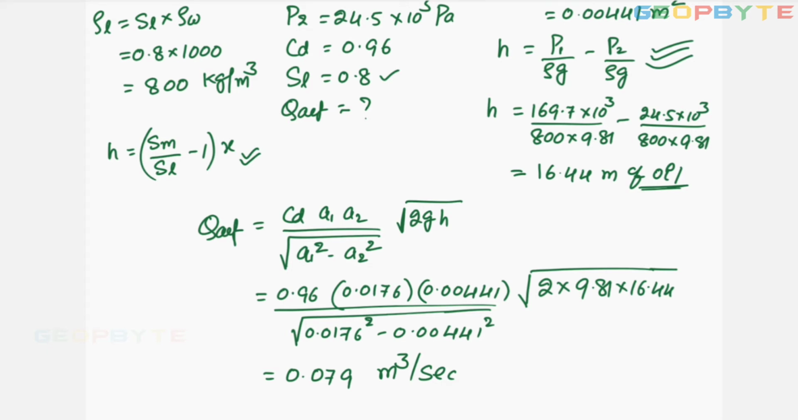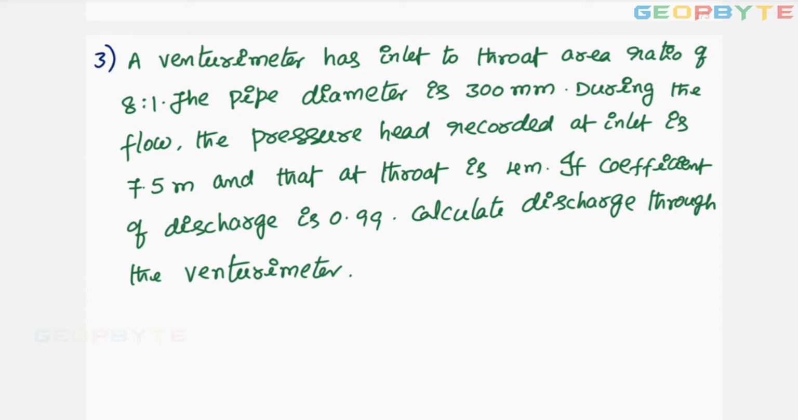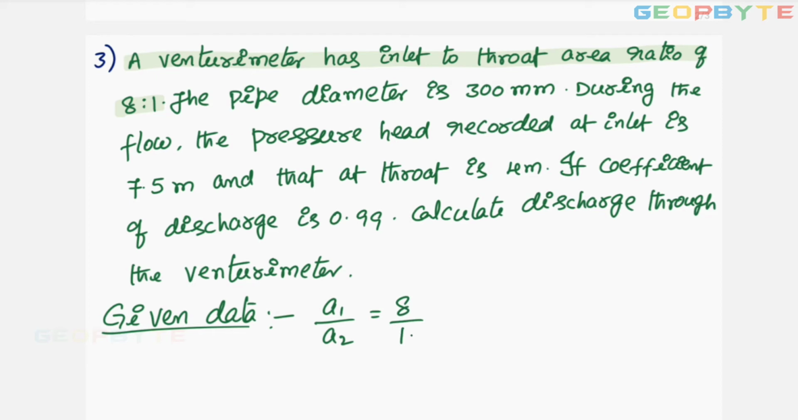Let us take another problem. Look at the next problem. A venturi meter has inlet to throat area ratio of 8:1. That means A1 by A2. It is given like this. Let us write the given data. A1 by A2 equal to 8 by 1. Let me write clearly. 8 by 1. The pipe diameter is 300 mm.